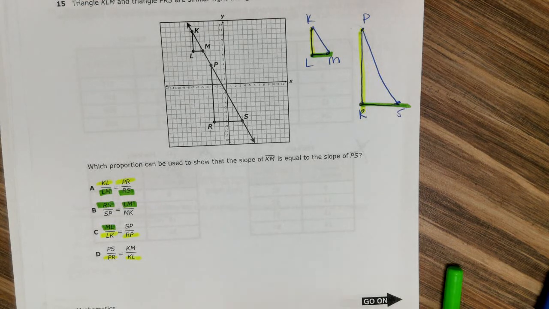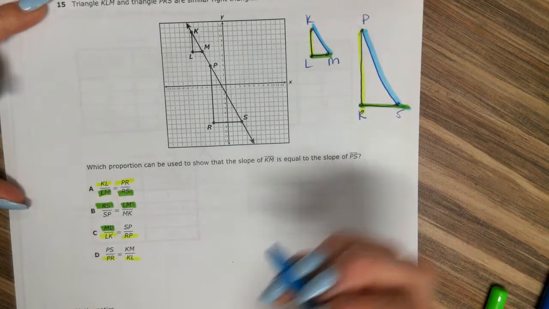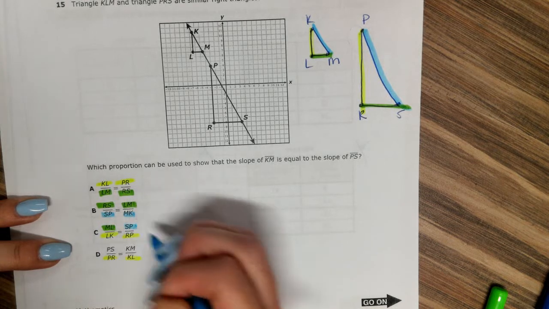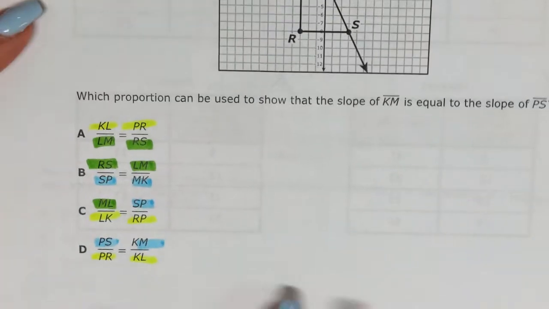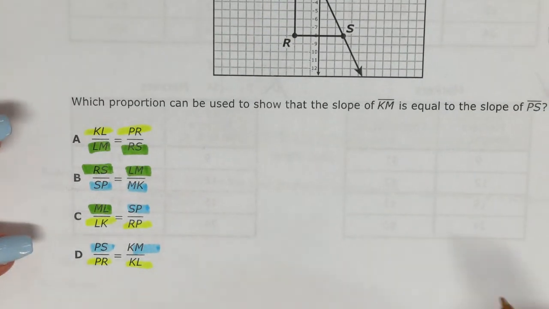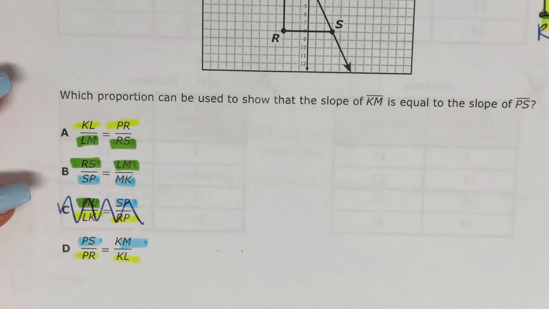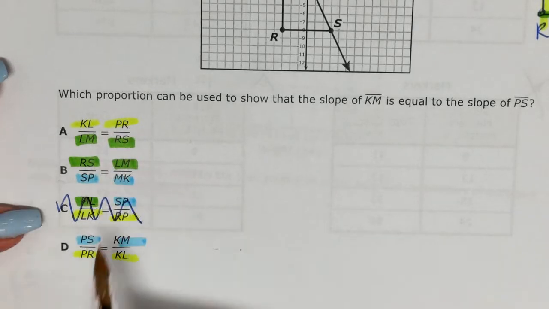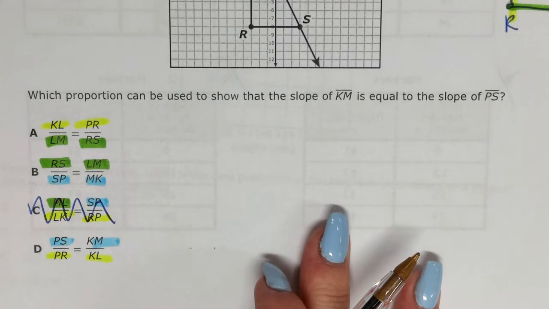All right, and then I'm going to go highlight KM and PS. Which one can I eliminate because it's not highlighted correctly at all? C. It's got 3 colors. Does everybody agree? Yes or no? Okay, this one looks good, this one looks good, and this one looks good for colors. So now all I'm going to do is big and small.